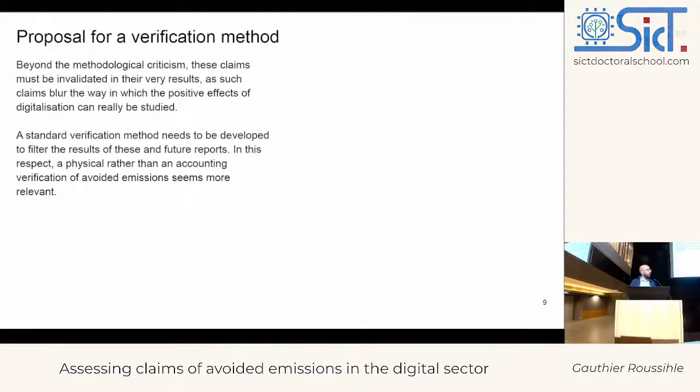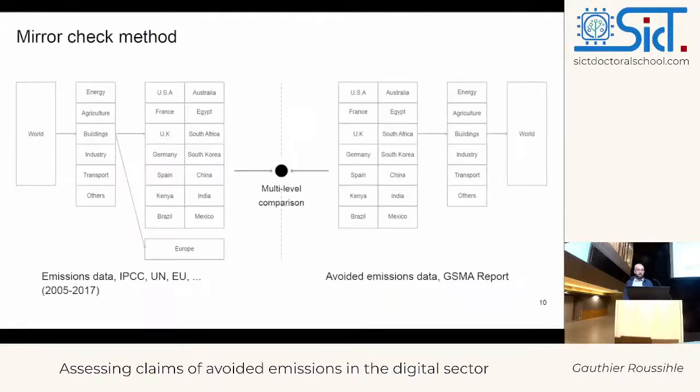And I wanted to set up a methodology that can be used for these reports and for the next to come, because there will be even more reports coming claiming avoided emissions. So we need a proper methodology to fast check them and to actually be able to understand if these reports are trustworthy or not. So basically I'm doing a mirror check method.